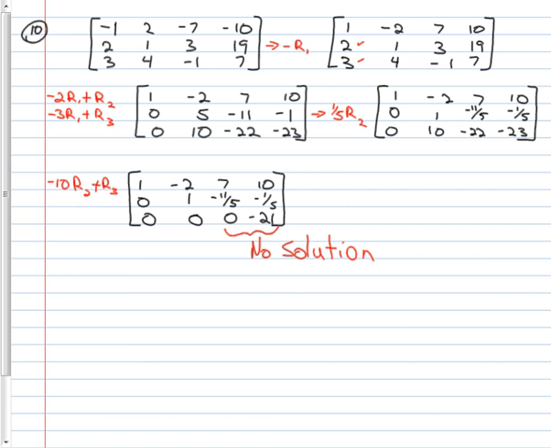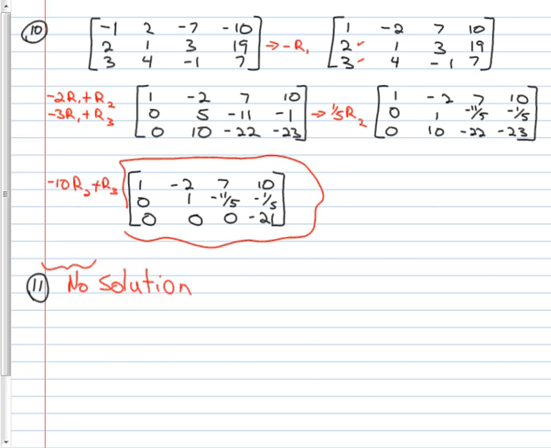Number 11. Well, as long as you did number 10 right, you're good for number 11. Give the number of solutions to the system. Okay. 0 solutions, I guess, would be the proper way of answering that. There aren't any.